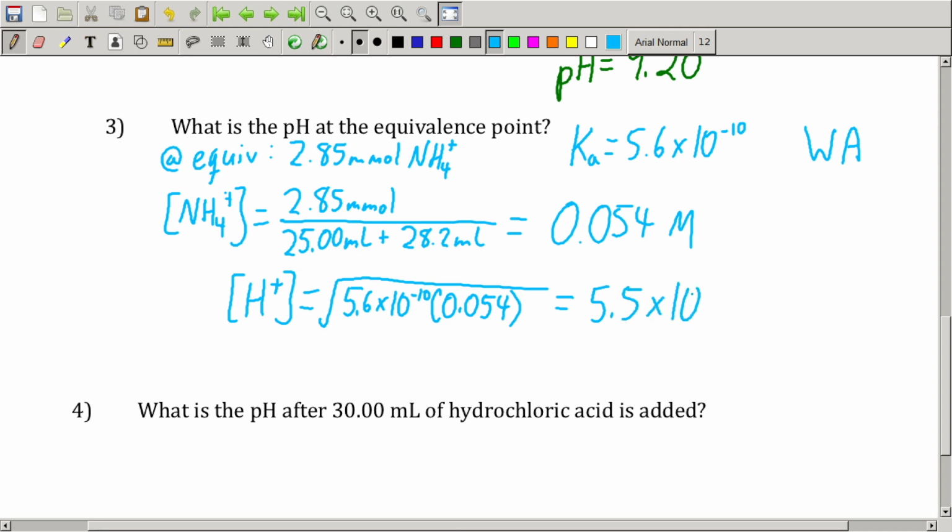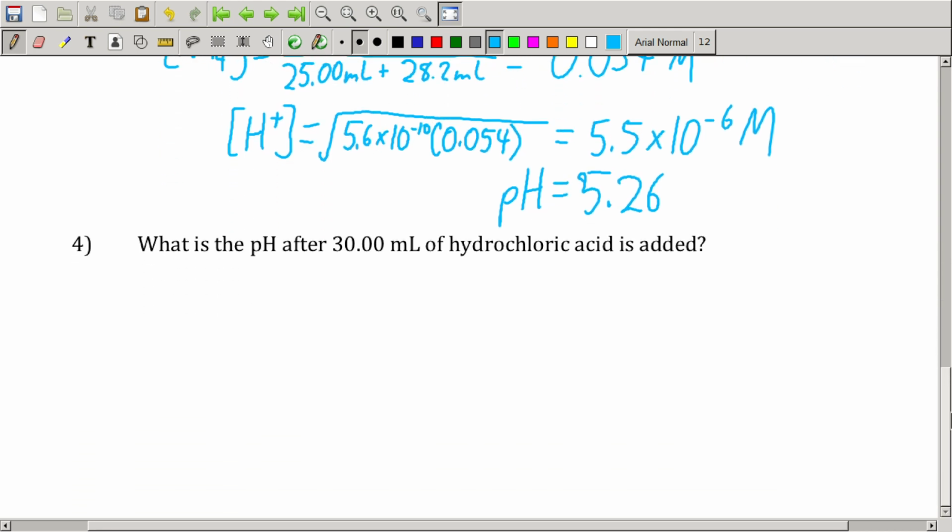Now we don't have to do anything with pOH because we've already determined the concentration of hydrogen ion directly. And so all we have to do to get the pH here is to take the negative log. 5.26. Okay, that makes sense. It's not very acidic, but it's acidic. All right, maybe we will finish this today. All right, last one.